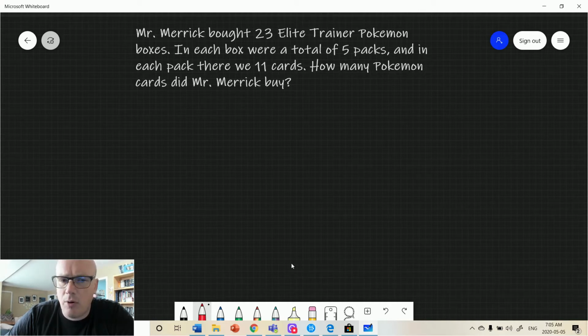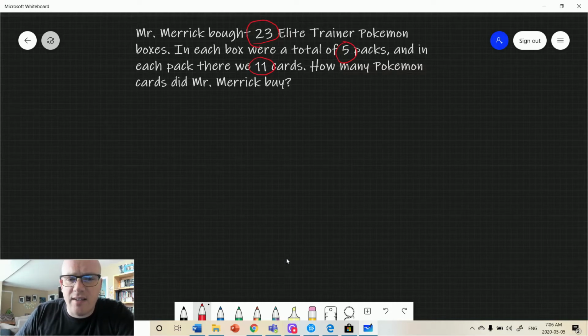How many Pokemon cards did Mr. Merrick buy? So if we look at this question, we have 3 different numbers to work with: 23, 5, and 11. And the ones that we're going to multiply are a little bit different than the first one. We're not going to multiply 23 by the 5, or 23 by the 11. No, instead, we're going to multiply 23 by the product of 11 and 5.